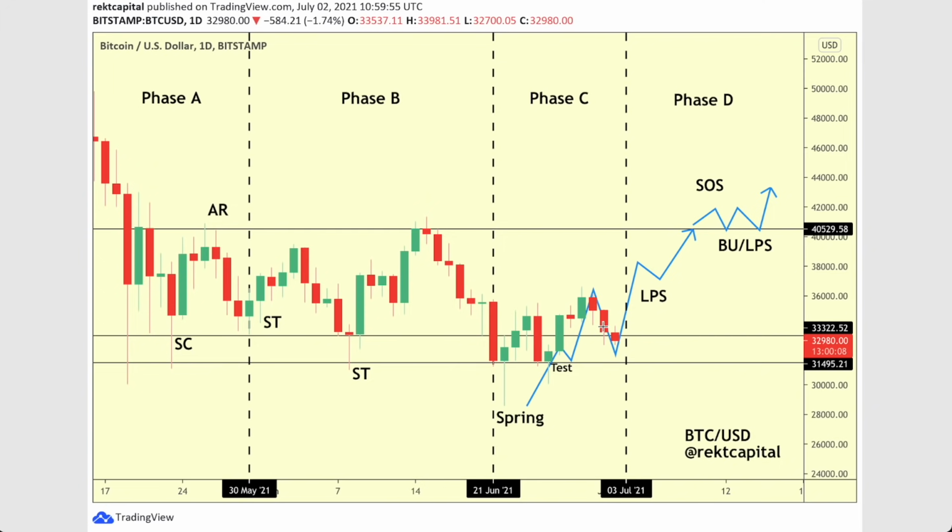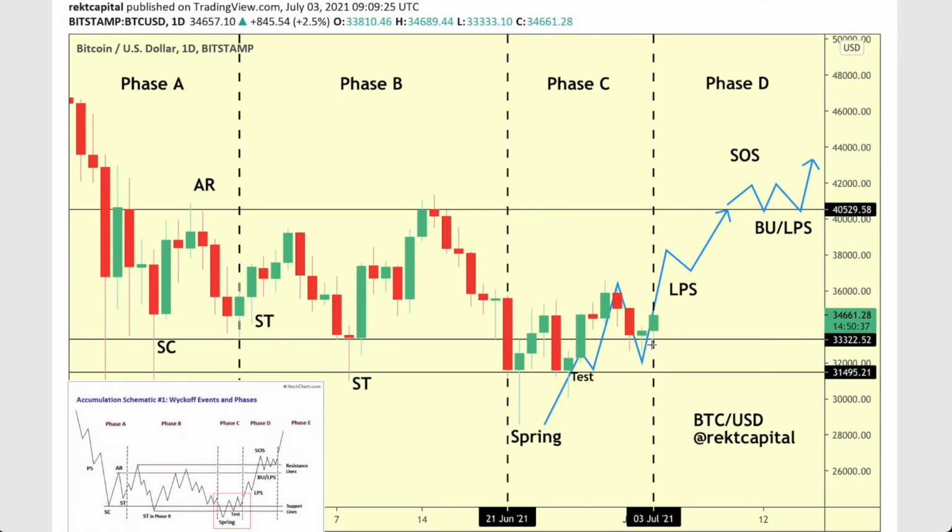And of course, yesterday, we were threatening to lose this support, but in the end we have recovered quite nicely as per the blue pathway over here. So we are currently in phase C, really just finishing up phase C according to the schematic. So what could we focus on going forward?